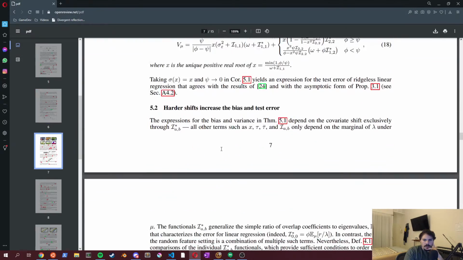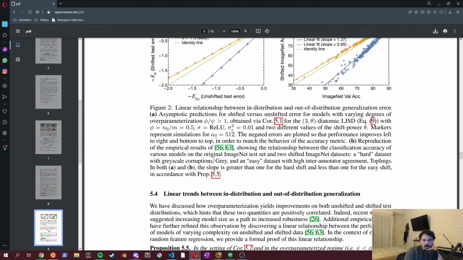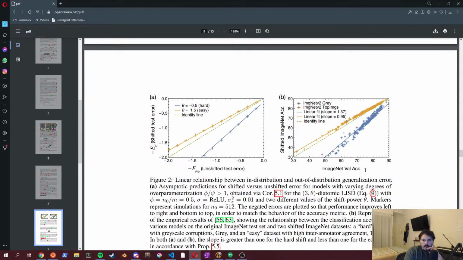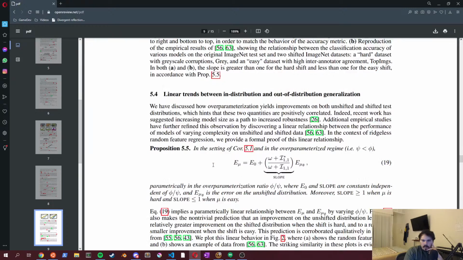And this seems like a fully theoretical paper. I was hoping that they would do some experiments at some point. I guess they actually do here. They're talking about ImageNet.